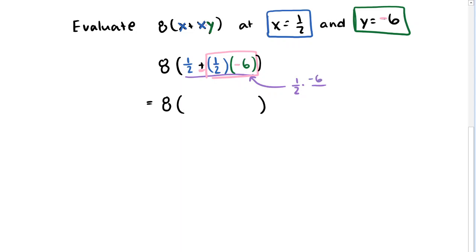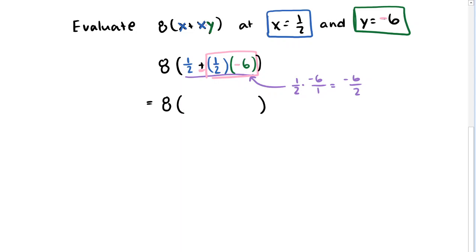And so, in this example, when we want to multiply two fractions, and one of them is a whole number, it's helpful to write that whole number as that whole number divided by 1. Anything divided by 1 is itself, so I'm going to write this as negative 6 over 1. And when we multiply fractions, we multiply straight across. This is negative 6 over 2.